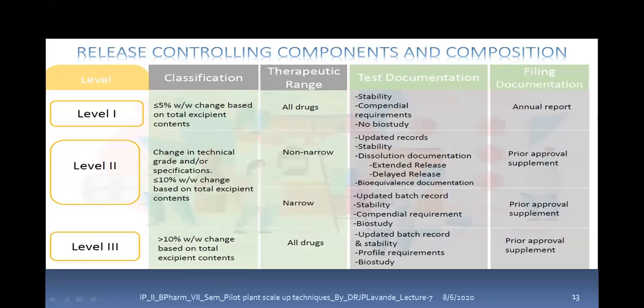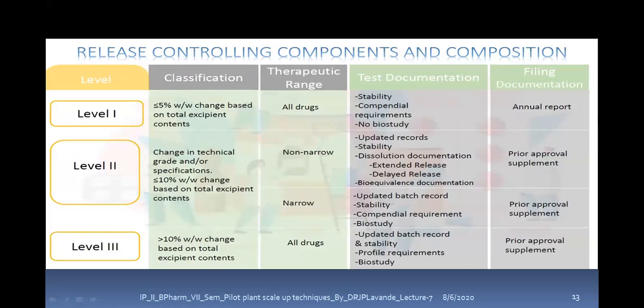Reporting is annual. For level 2, if the changes in technical grade and or specifications are double that of level 1, or it is less than 10% weight by weight change based on the total excipient contents. And this is applicable to the narrow therapeutic range as well as the non-narrow therapeutic range. Now you can see the difference between the narrow therapeutic range and the non-narrow therapeutic range.